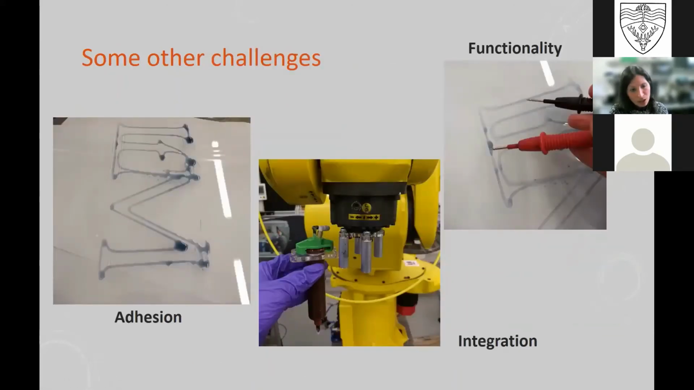Some of the challenges: what happens if your adhesion is terrible? Then you have to work out how you have to drive the inks and all that. Integration, robotic arms, functionality, you want them to be conductive. Are they as conductive as you want them?